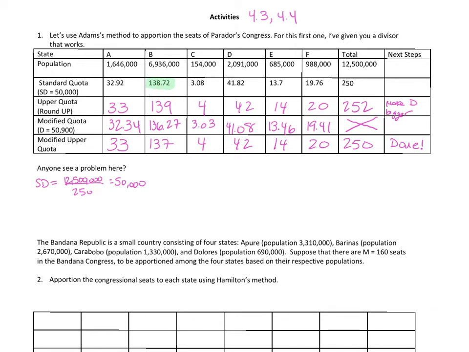But using Adams' method, they ended up with 137 seats. So they ended up with fewer seats than their lower quota. So their exact fair share was 138.72, but they only got 137 seats. So problem would be state B is mad, right? They did not get as many seats as they should by fairness.